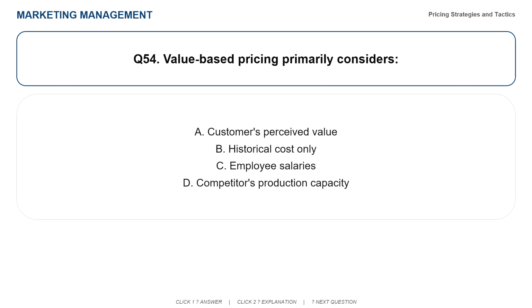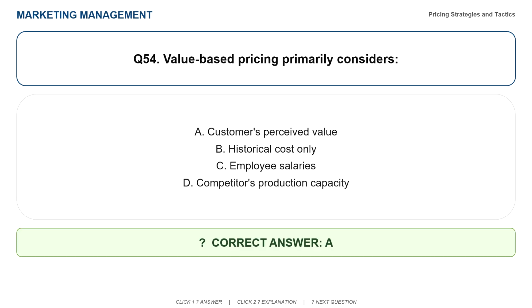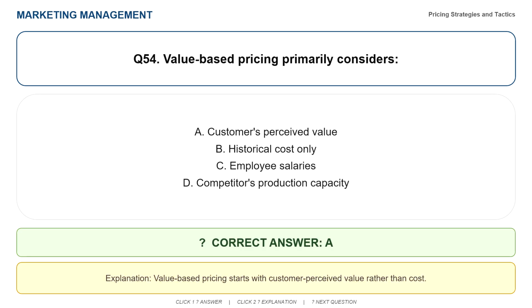Question 54. Value-based pricing primarily considers Option A. Customers' perceived value. Option B. Historical cost only. Option C, employee salaries. Option D, competitors' production capacity. The correct answer is A. Explanation. Value-based pricing starts with customer perceived value rather than cost.